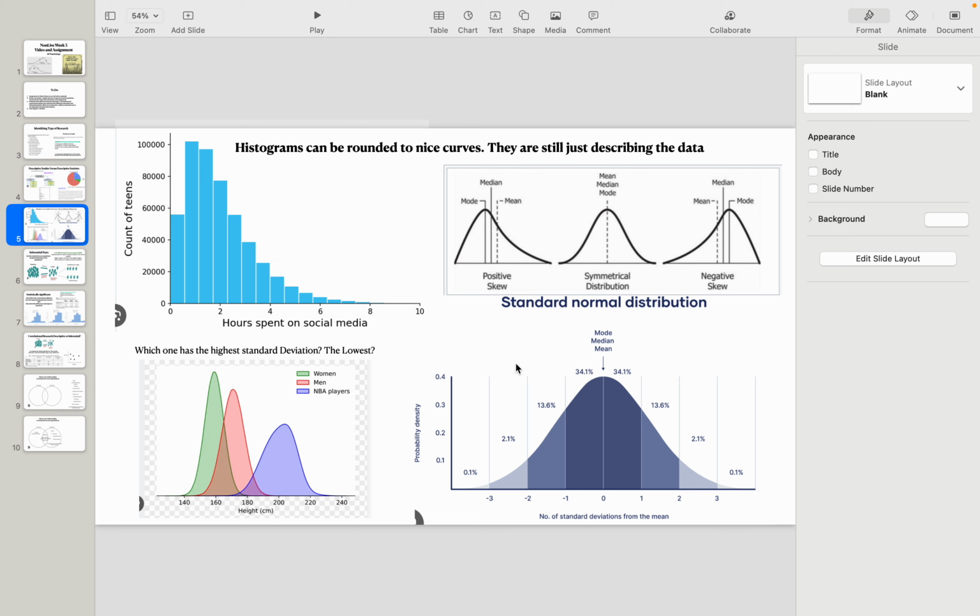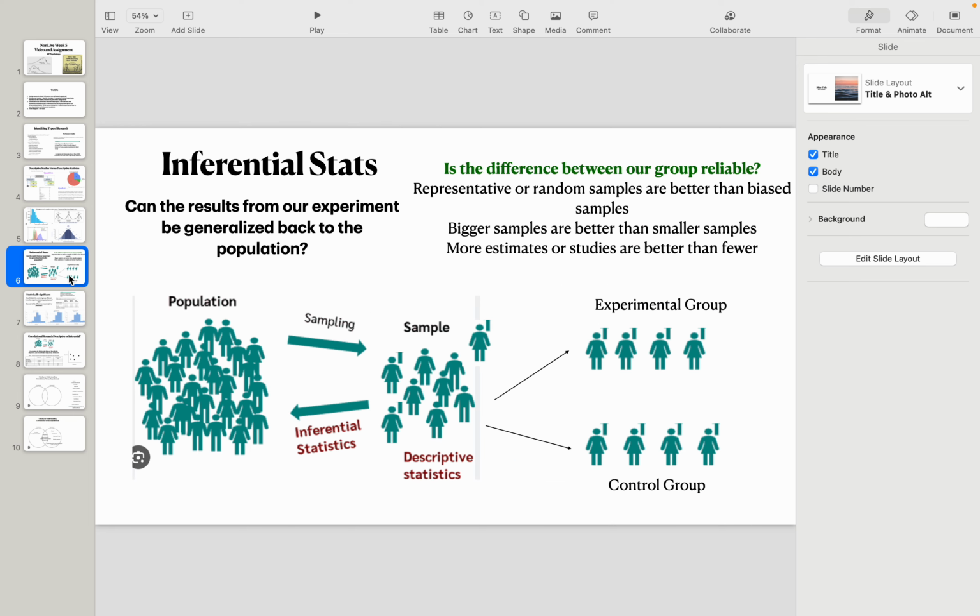Right, so make sure you understand how mean, median, and mode and standard deviation can be seen in histograms. And what kind of data are histograms used for? Only quantitative, not things that we can put into categories.